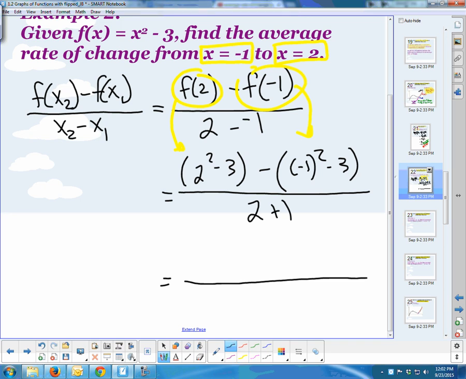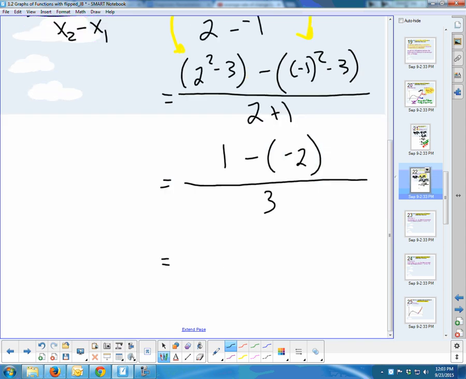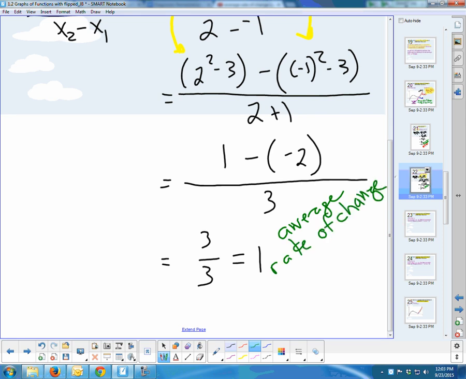Anyways, 2 squared is 4, 4 minus 3 is 1, minus, negative 1 squared is 1, minus 3 is negative 2, 2 plus 1 is 3, giving us 1 minus negative 2, that would be 3, over 3 equals 1. So if I write a sentence or two here to say what does that 1 really mean, it means that the average rate of change for the function from negative 1 to 2 is 1.